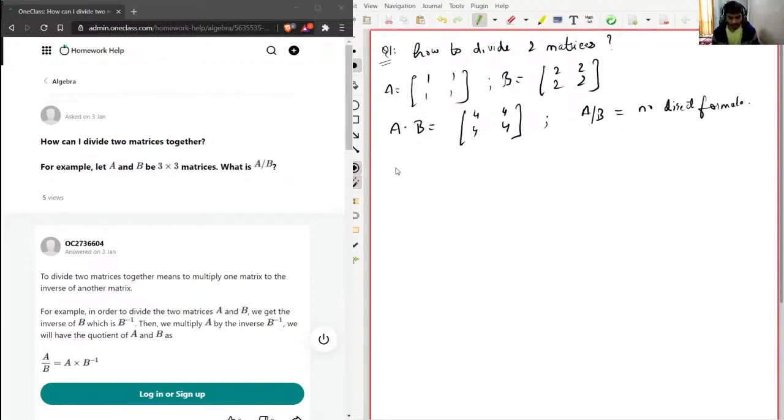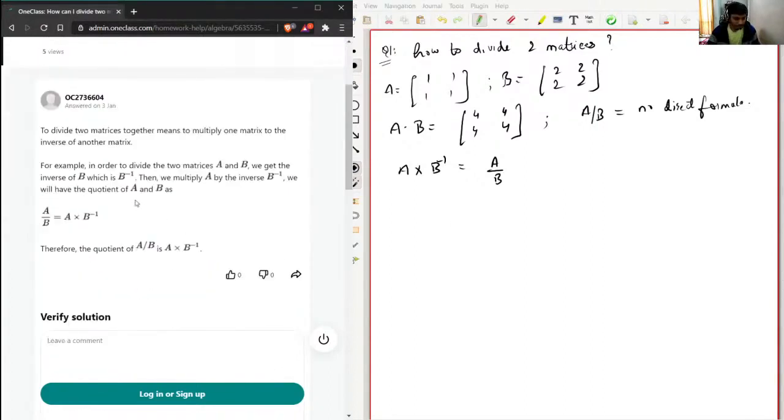So what we do is we multiply A with the inverse of B. That is nothing but A by B. But this is the kind of indirect approach which we follow in the case of matrices. I can take the inverse of B, it will be 1 over the determinant times the adjoint of B, and that is the procedure of taking the inverse of a matrix. I'm just going to skip that part.